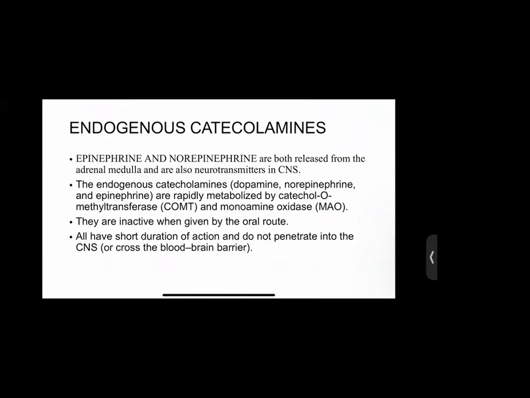Both are released from the adrenal medulla, and there are also neurotransmitters in the central nervous system. The endogenous catecholamines, dopamine, norepinephrine and epinephrine, are rapidly metabolized by the COMT enzyme and then the monoamine oxidase enzyme, and they are inactive when given by the oral route. Epinephrine has a very short duration of action and does not penetrate. Okay, I've said that in the past.